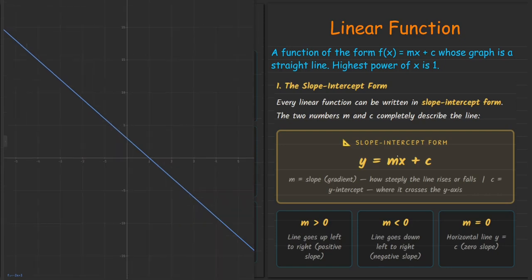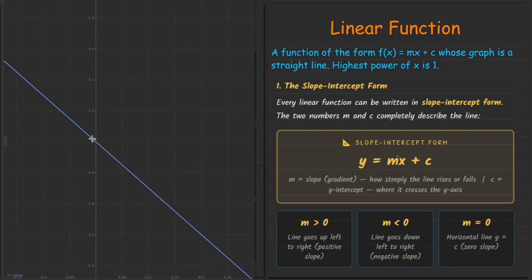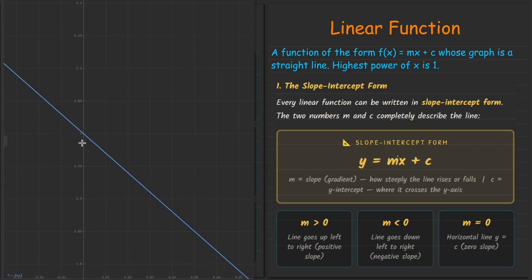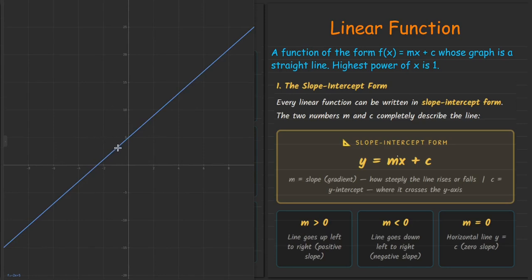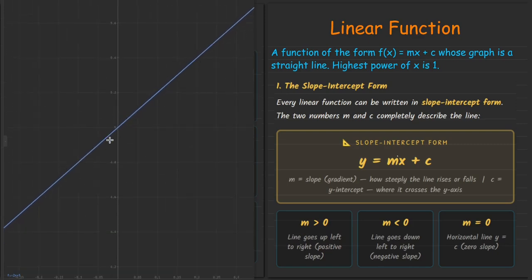So if I zoom in, you see the line touches the y-axis over here, and the coordinate at this point, as you can see, is 3. This is the y-intercept. If I change the equation and write something like this, this is a graph of 2x plus 5. If I zoom in, you see where it touches the y-axis: 5. And that is what we call the y-intercept.